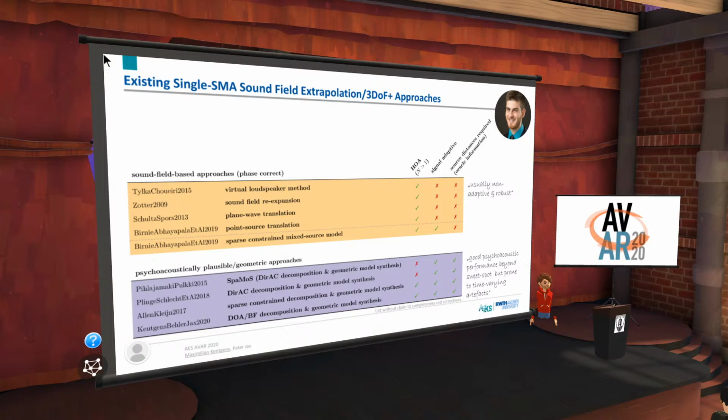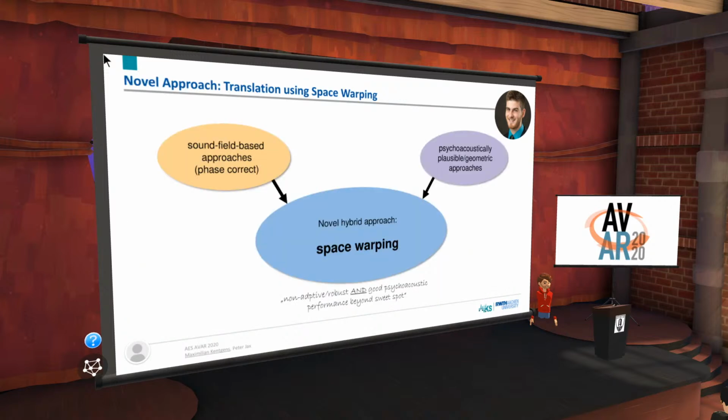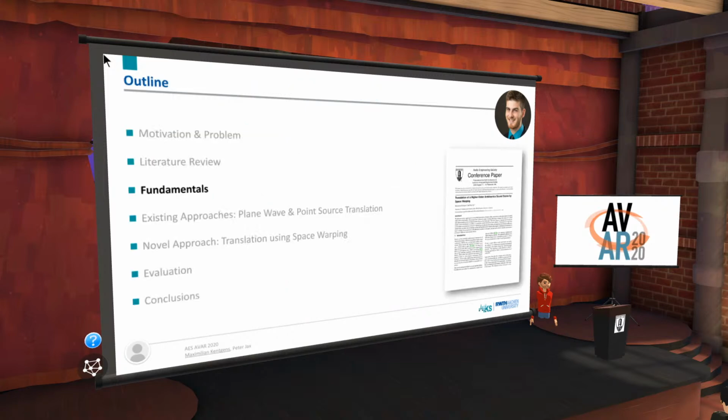And one thing to notice is they use a geometric model, so they usually require information on the source distances. So what we are going to present is a novel approach, which is a hybrid approach. It is non-adaptive and therefore inherently robust, but it is aimed to achieve good psychoacoustic performance, even for translations beyond the sweet spot. Before going into the details, we have to check the mathematics.